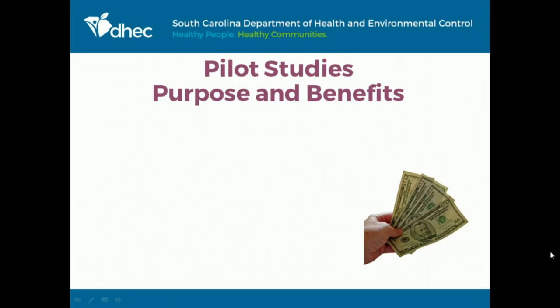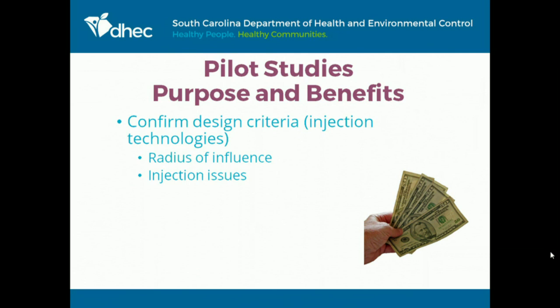So here are some of the purposes and benefits. To confirm the design criteria for your injection technologies. How much can you get in the ground? How far is it going to go? Are you going to have a 150-foot radius of influence as the consulting firm proclaims, or is it more like 10 feet or 30 feet? Sometimes you don't really know these things. Are you going to have daylighting? Is it going to just clog up the minute it goes in the ground and start coming out the hole where the injection is actually occurring?